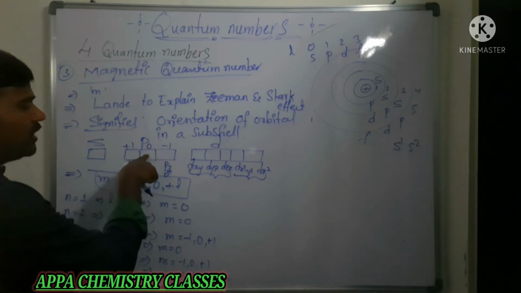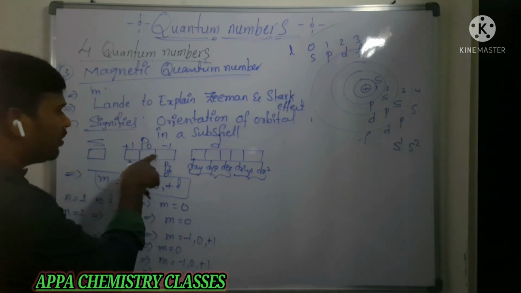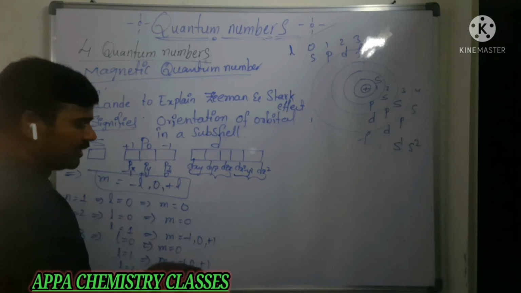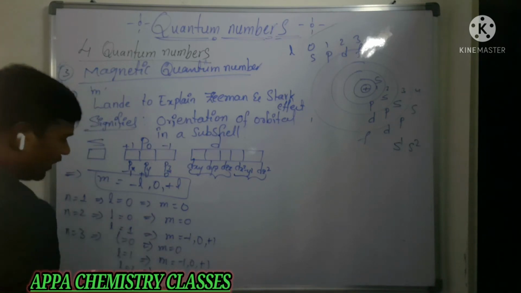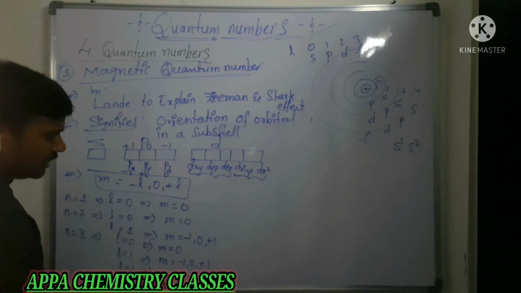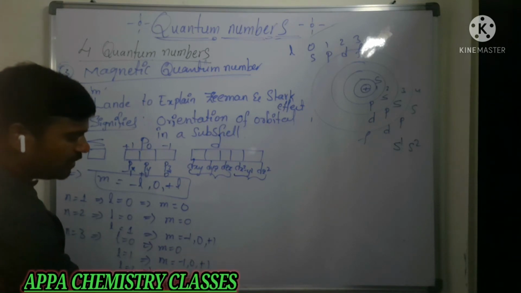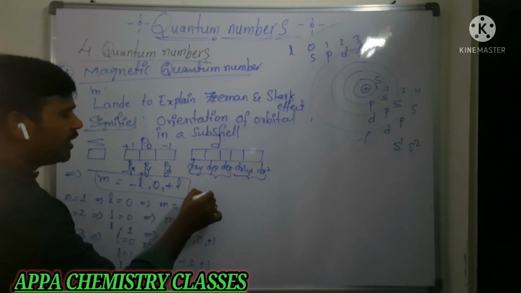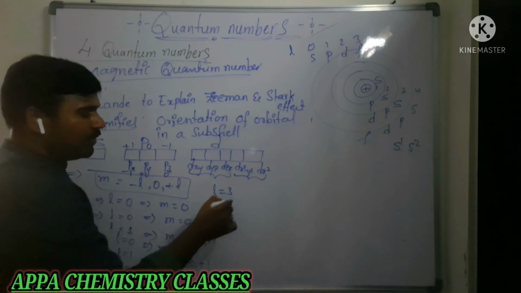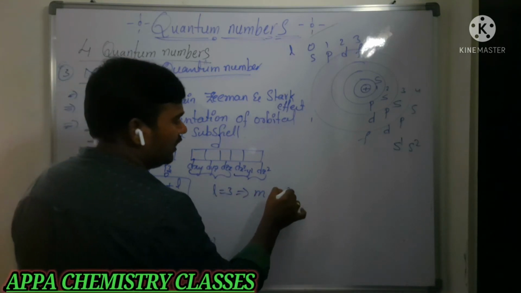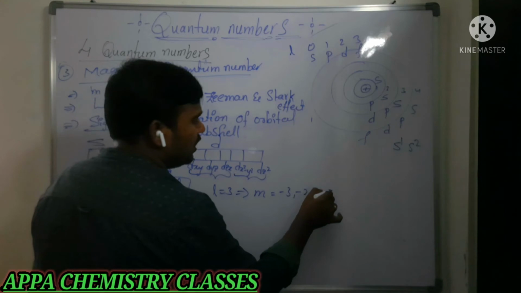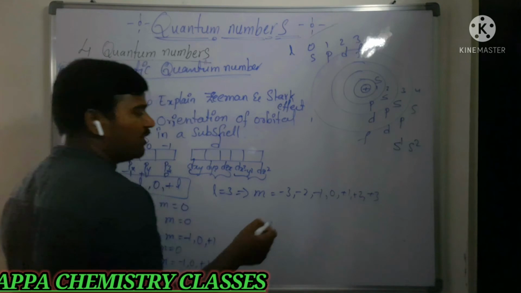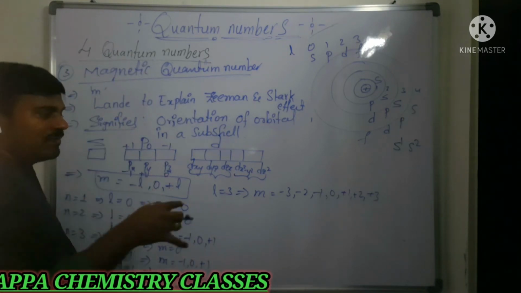Now L is equal to 1 is nothing but the P subcell. In the P subcell, how many orbitals are there? 3 orbitals. One has minus 1, another plus 1, and 0. For L is equal to 2, that is the D subcell, the possible values are minus 2, minus 1, 0, plus 1, plus 2, a total of 5. If L is equal to 3, what are the possible values of M? Minus 3, minus 2, minus 1, 0, plus 1, plus 2, plus 3. Now how many values are possible? 7. That is for the F subcell.